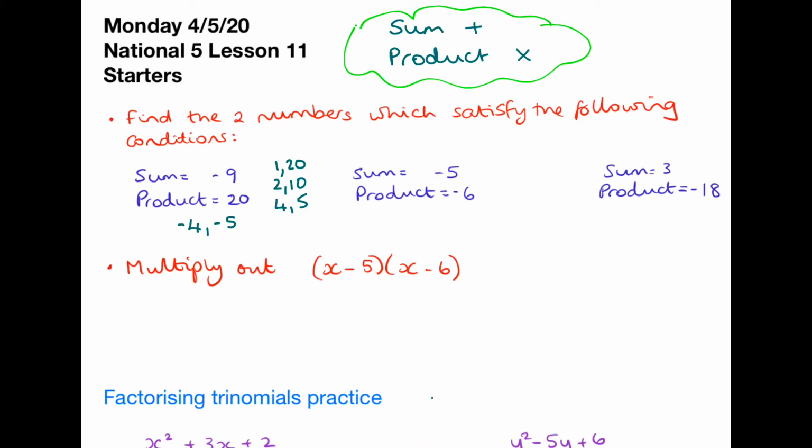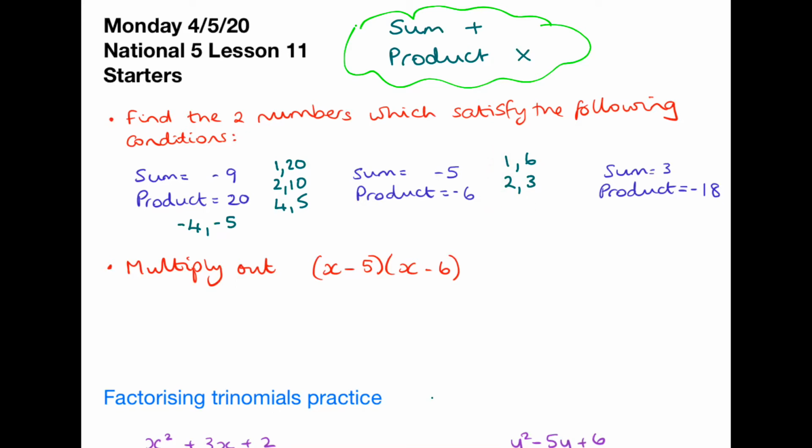Okay, same sort of idea for these ones. So product is -6. Let's write down the factors of 6. We're not worrying about the negative just now. So we get 1 and 6, or 2 and 3. Now, we can make 5 out of both of these. So we need to work out which pair it is.